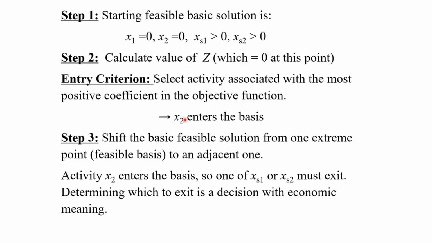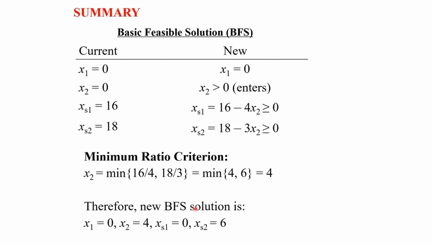So we enter x2 into the basis. We shift the basic feasible solution from one extreme point to an adjacent one. Activity x2 enters the basis, so one of xs1 or xs2 must exit. Determining which to exit, which to get rid of, is a decision variable with economic meaning, and that's part of what we're going to be doing over the next little while.